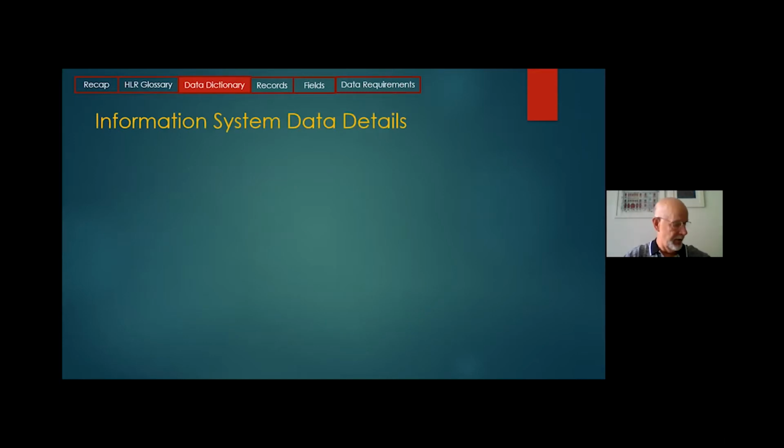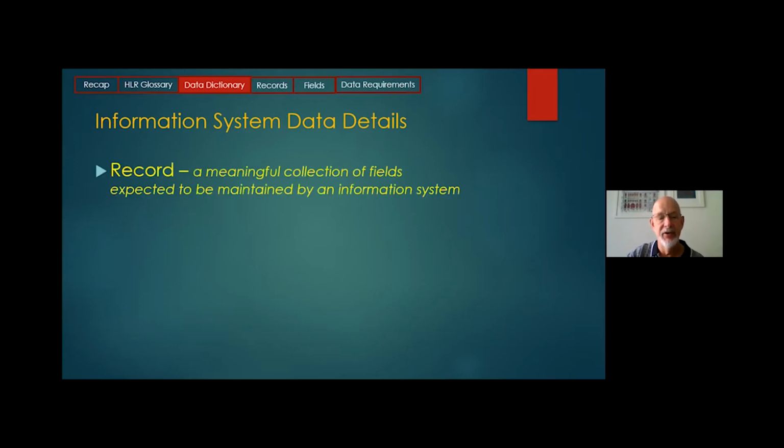Okay, there we're going from here. So the information system data details I mentioned, we're going to talk about records, right? We're defining record as a meaningful collection of fields that's expected to be maintained by the information system. So again, the data dictionary will capture details about records.